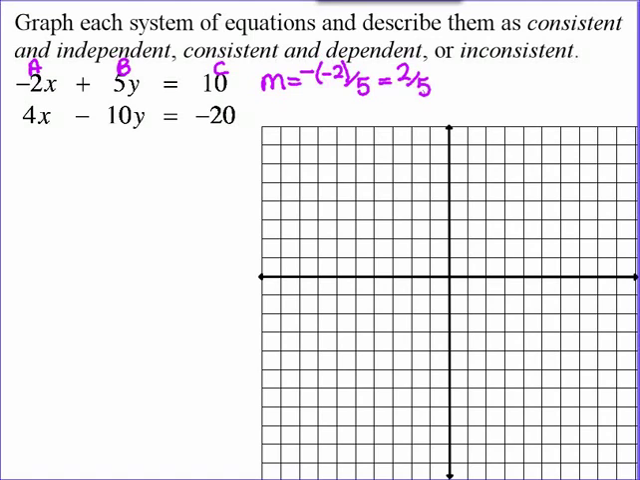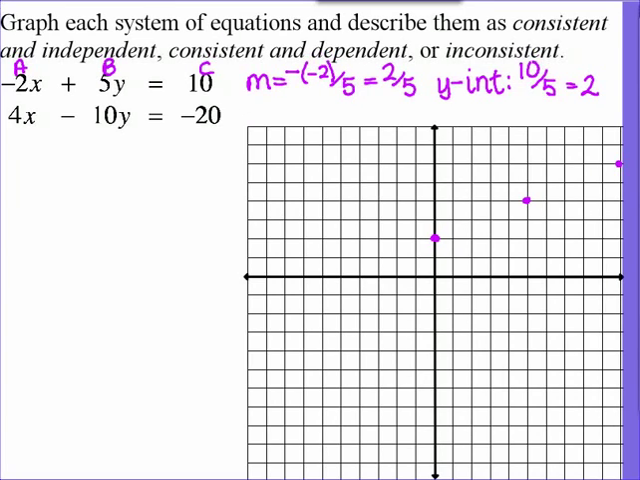Now remember to find the y-intercept. What was the y-intercept? C over B. C over B, so 10 over 5, which is 2. So I would come here and put a dot at 2. Then I'm going to go up 2 over 5, up 2 over 5. Okay, so now what I need to do is go ahead and draw my line in. And there we go. So there is my line.